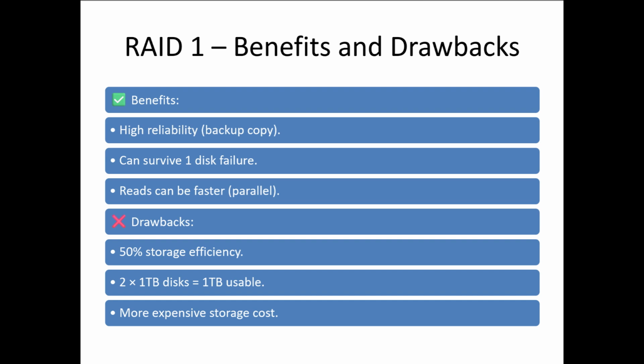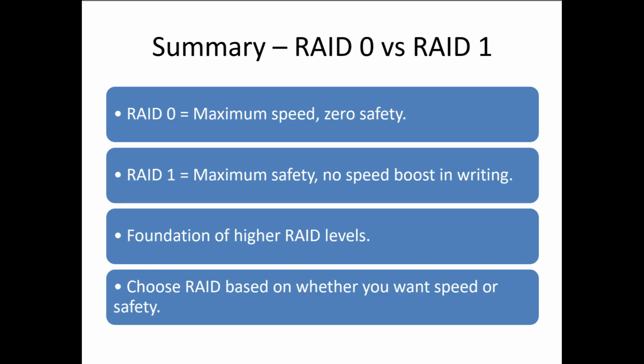So RAID 1 is safer but slower than RAID 0. RAID 0 gives you speed but no safety. RAID 1 gives you safety but no extra speed. But it is very reliable. So together, RAID 1 and RAID 0 are the foundations of all the higher RAID levels that we will look into in coming videos.